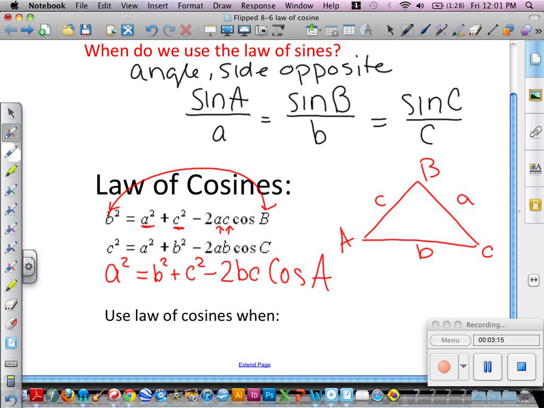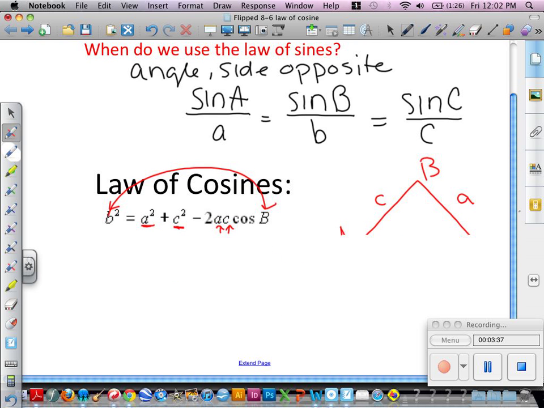When are we going to use the law of cosines? Well, if you don't have an angle and a side opposite, that's when you would probably use that. If I have a right angle, I'm going to use my right triangle trigonometry. If I have an angle and a side opposite, then I'm going to use my law of sines. Law of cosines works in all the other situations.